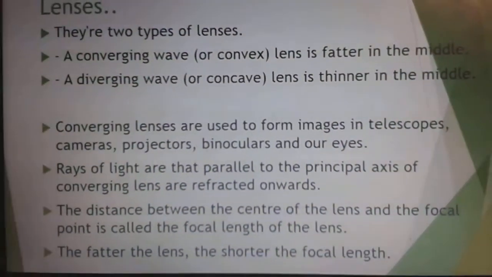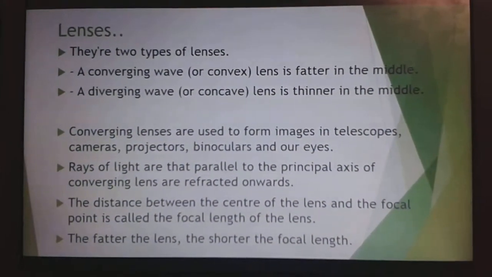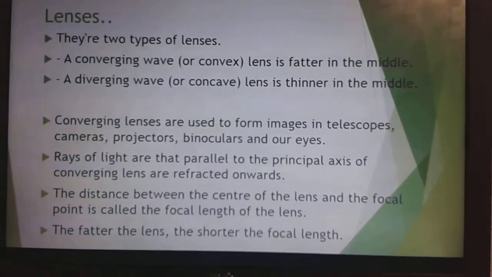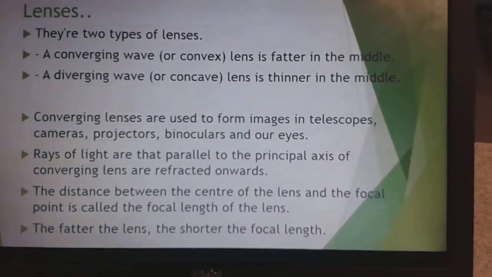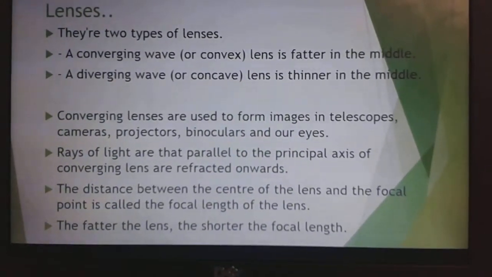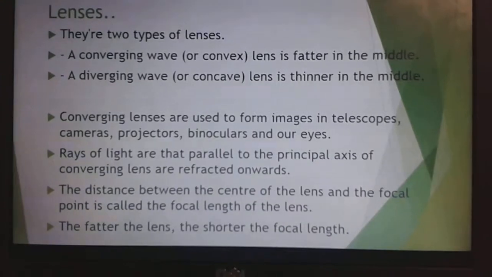And lenses. There are two types of lenses. A converging or convex lens is fatter in the middle. A diverging or concave lens is thinner in the middle. Converging lenses are used to form images in telescopes, cameras, projectors, binoculars, and our eyes.